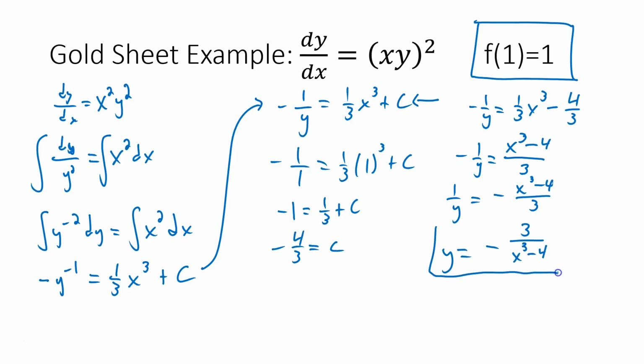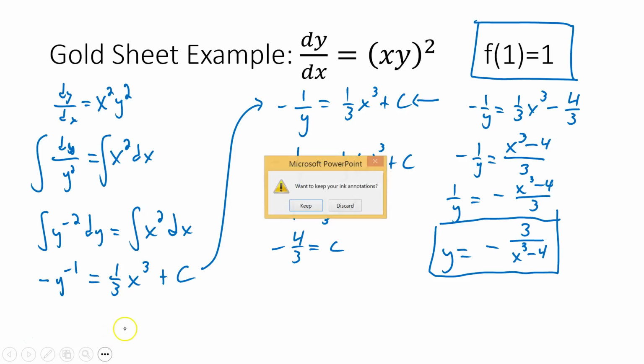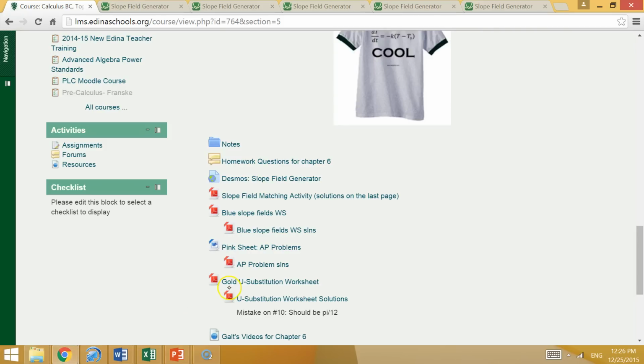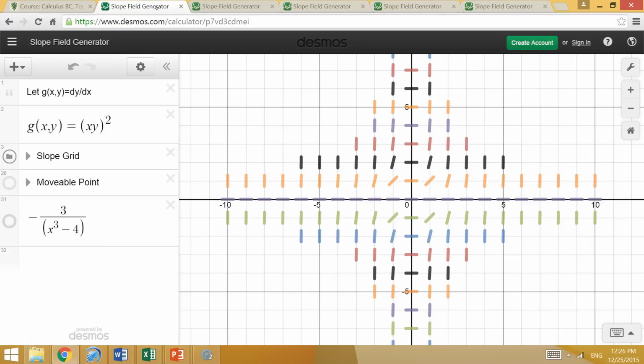And there's our answer. Now, we talked a little bit about the domain of differential equations, and so what I want to do right now is take a look at the slope field for this. This is actually an application. So we got this function right here, negative 3 over x cubed minus 4. There's an application that I put on your Moodle page. Let's take a look at that right now. It's this Desmos slope field generator right here. Desmos is an awesome graphing tool that I've used a couple times with you guys, but not a whole lot. If you click on that, it gives you this generator.